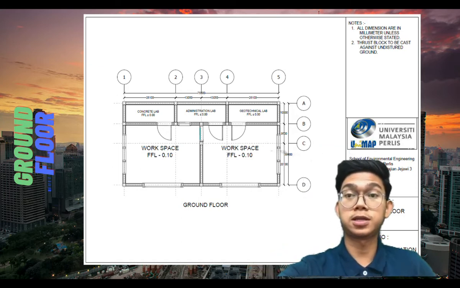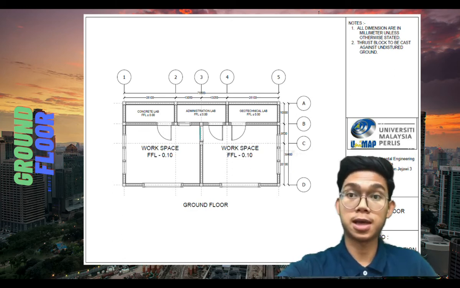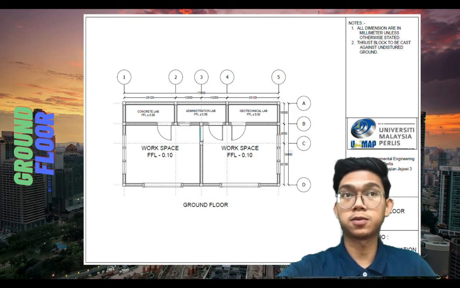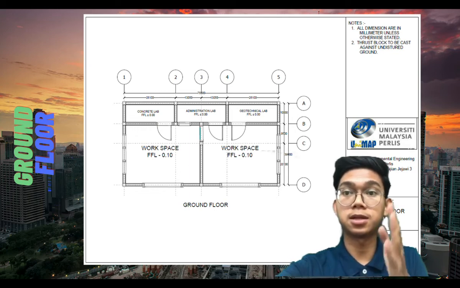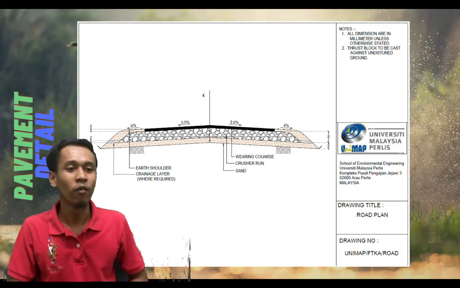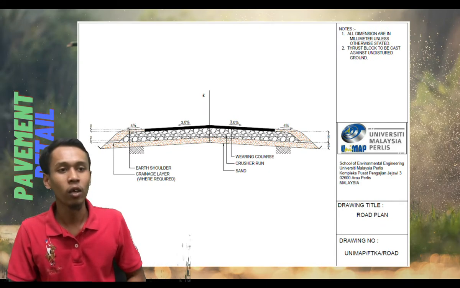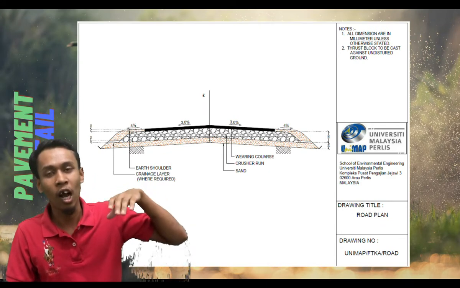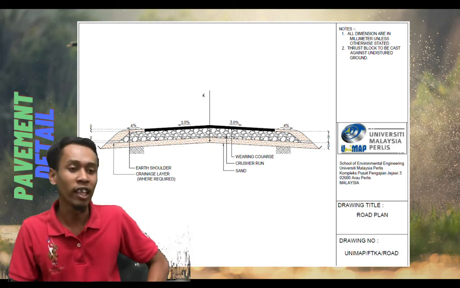And also, I would like to add, this laboratory has two workspaces, one for the concrete lab and the second one for the geotechnical lab. These two workspaces can be easily accessed by the sliding door at the middle, between the workspaces. Now, for the roof plan, we put the outlet for the lab.